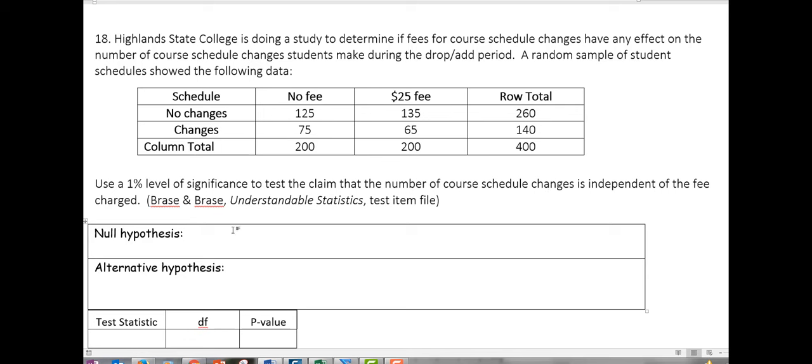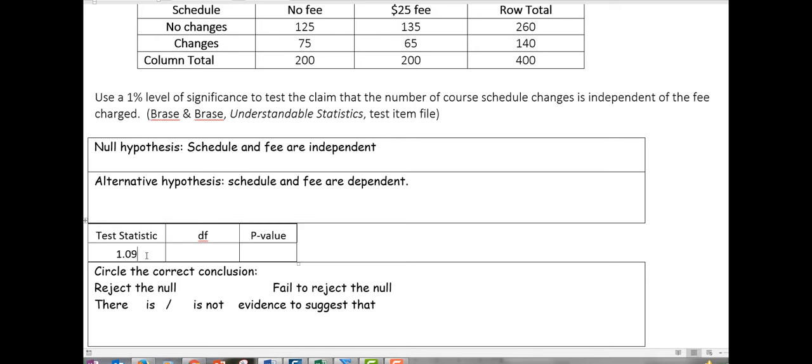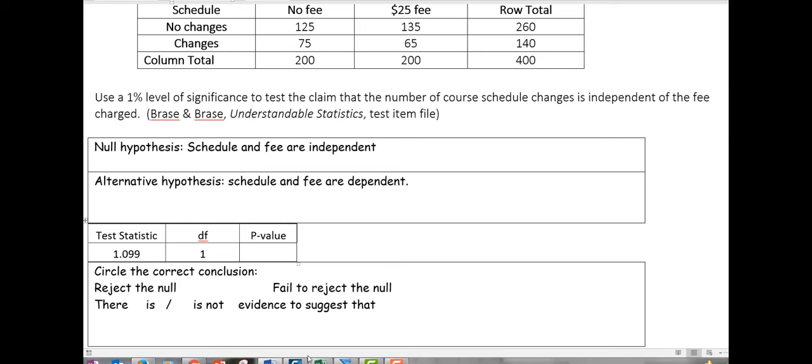Okay, so our null is, let's see, schedule and fee are independent. And an alternative is that schedule and fee are dependent. Okay, so coming over here, I got a test statistic of 1.099, degrees of freedom of 1, and a p-value of 0.29.